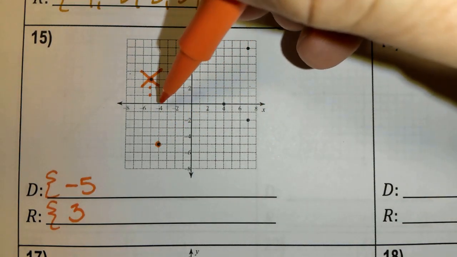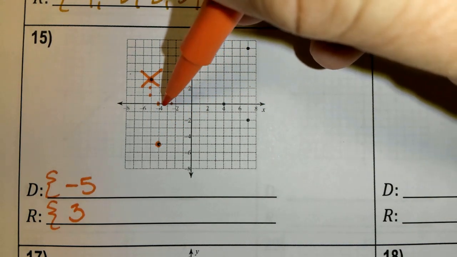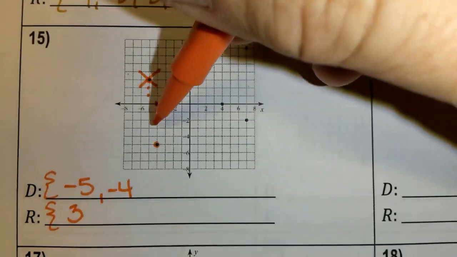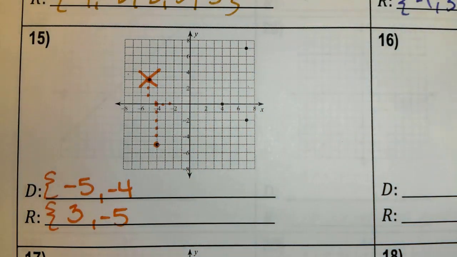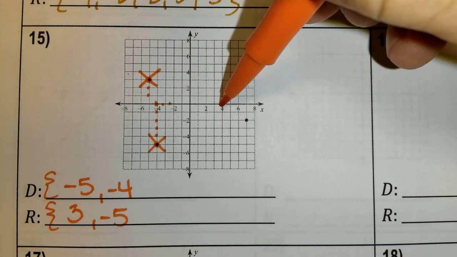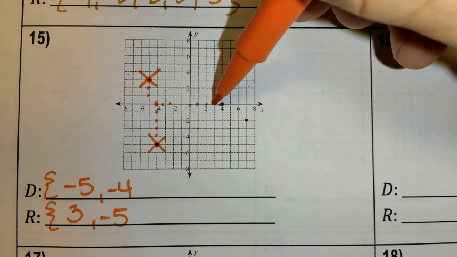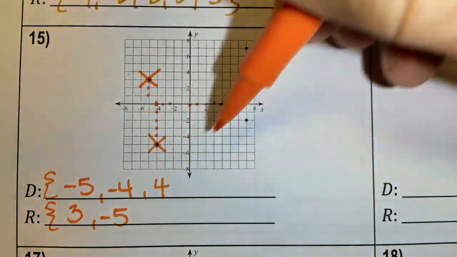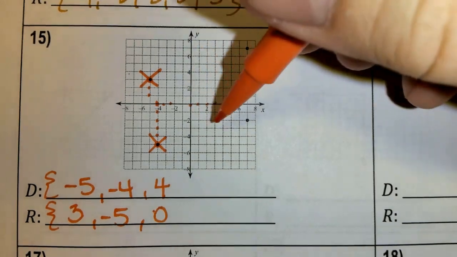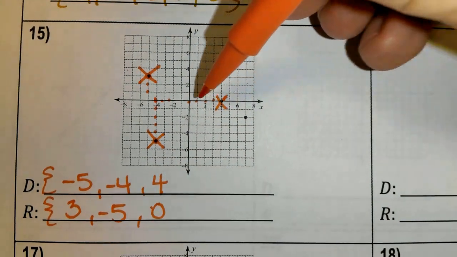Next one's right here. So I go left 1, 2, 3. So -4. And down 1, 2, 3, 4, 5. So -5. Okay? X that one out. Next one is on the line. So I go right 4. And then on the line is 0. So 0. And I've done that one.